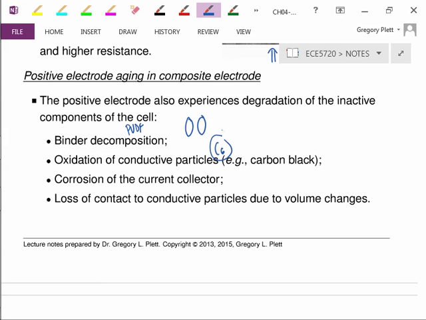The current collector can corrode as well, react with its environment. I think it's less prevalent in the positive electrode than the negative, but it can happen. And again, we can lose contact to our particles because of stresses and strains of volume changes. There's some kind of delamination from the current collector or from particle to particle.